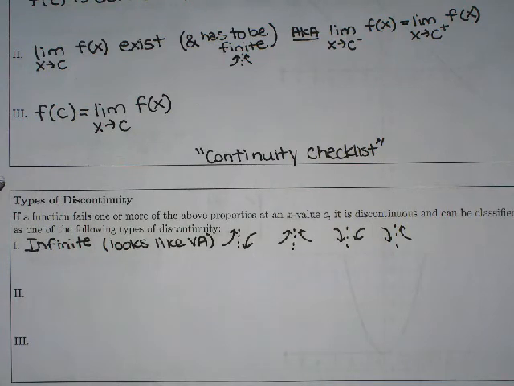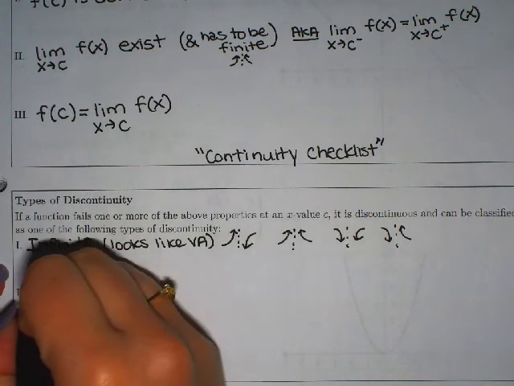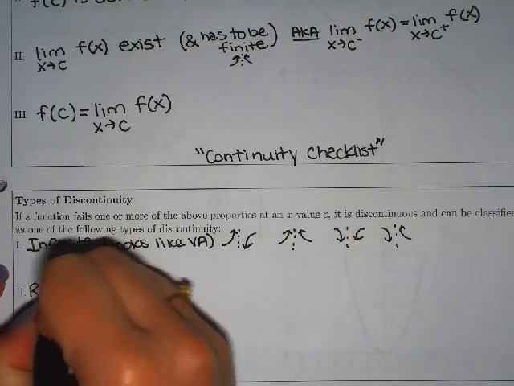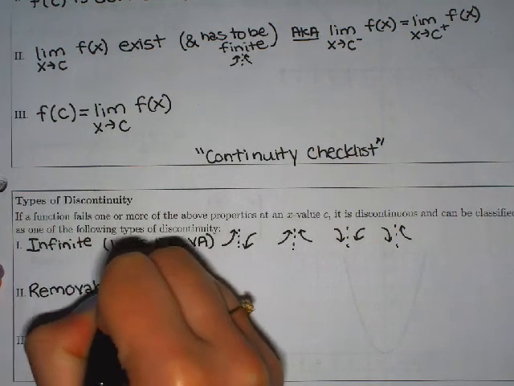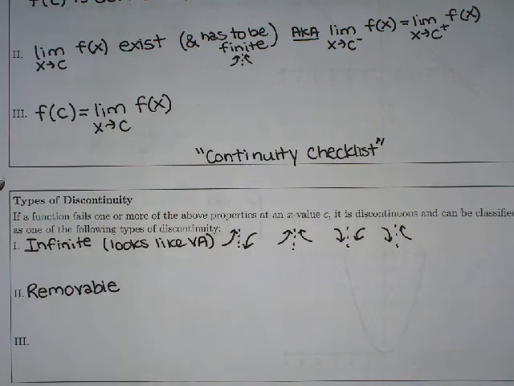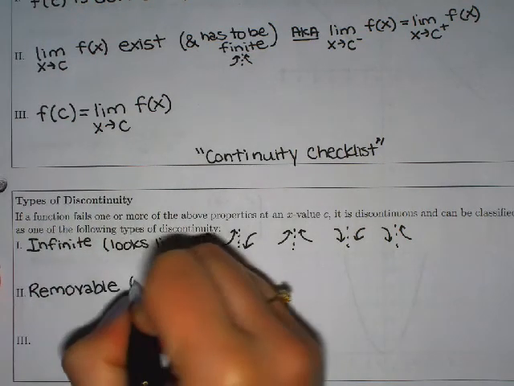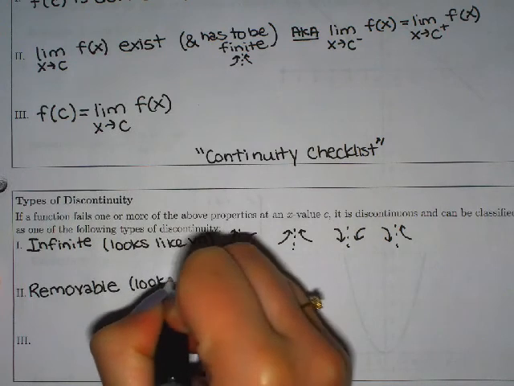The next two types of discontinuity kind of get confused every semester, but their names say what they look like, I think. So they're easily confused, but maybe I would say removable is the next easiest to identify. Both of them are kind of tricky at first. Removable looks like a hole.